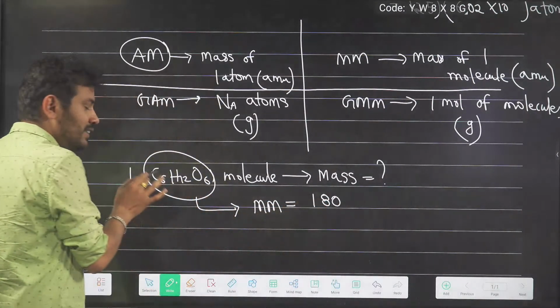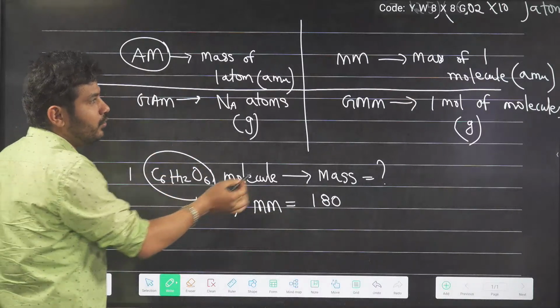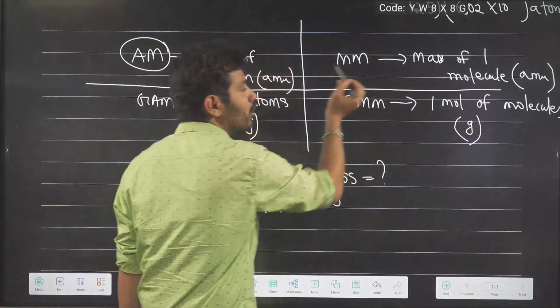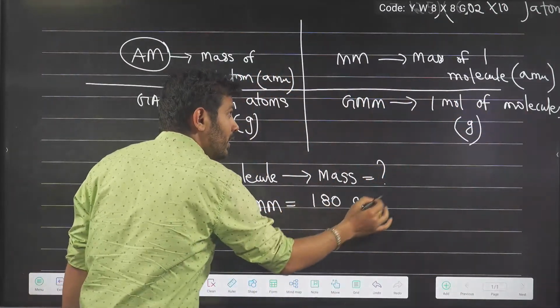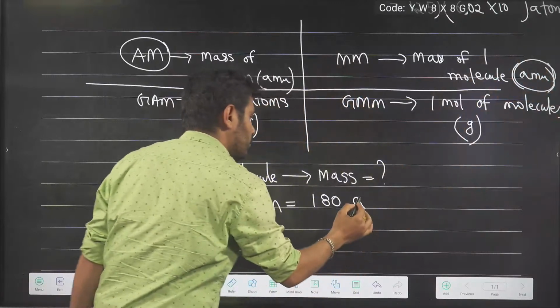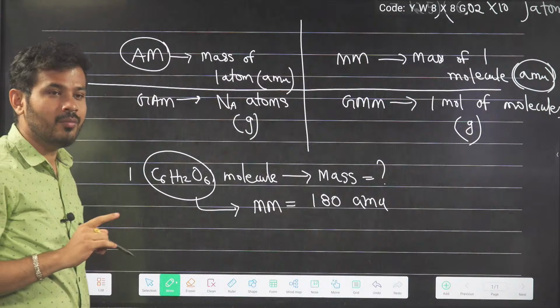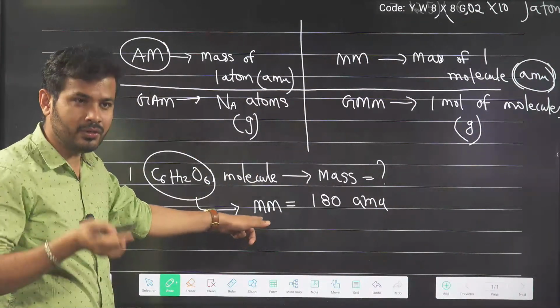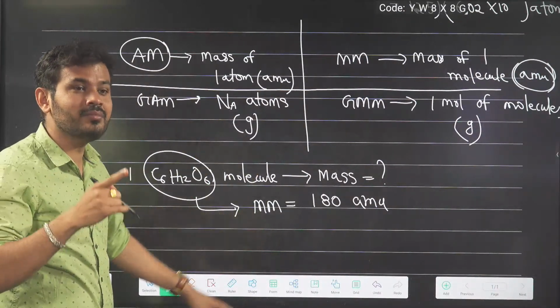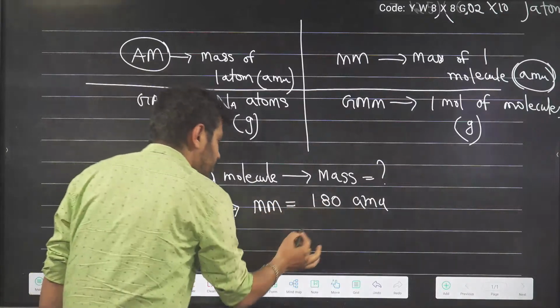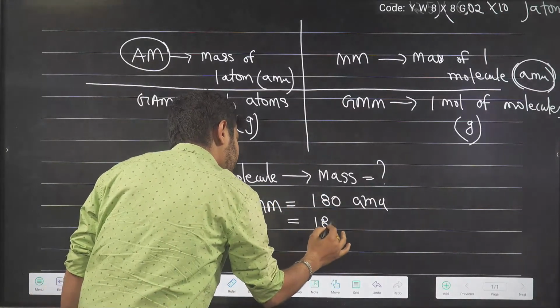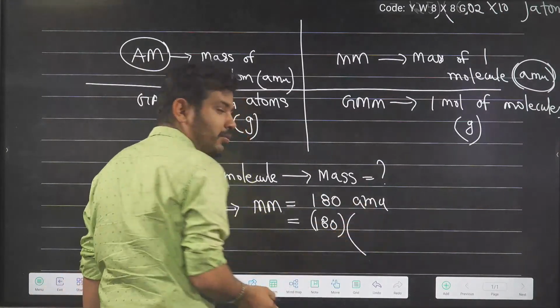180, because a single molecule is there. I told you, the mass of one single molecule is molecular mass. The unit will be in terms of AMU, if you remember. So it is 180 AMU. But my question was related to how many grams. 180 AMU is not the answer. My question was in terms of grams. So please convert 180 AMU into gram. 180 into 1 AMU is how many grams?